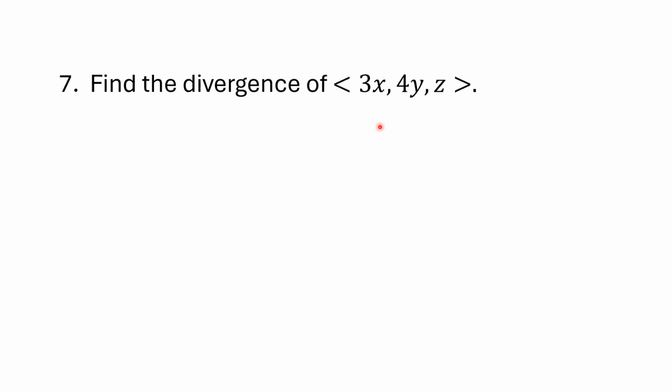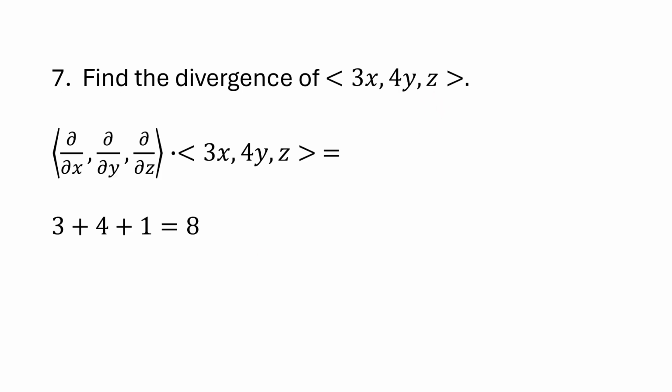Find the divergence of 3x, 4y, z. Partial with respect to x of 3x is 3. Partial with respect to y of 4y is 4. Partial with respect to z of z is 1. So we have simply single-digit numbers to add. 3 plus 4 plus 1. The divergence is 8.